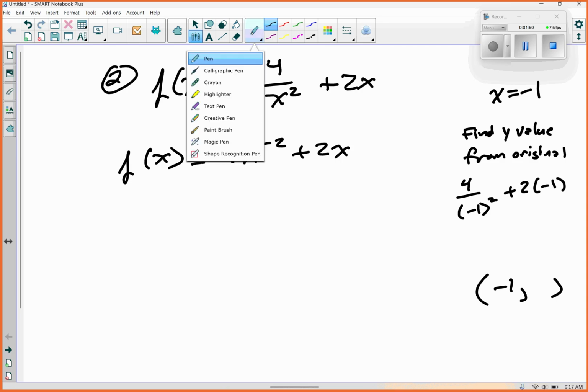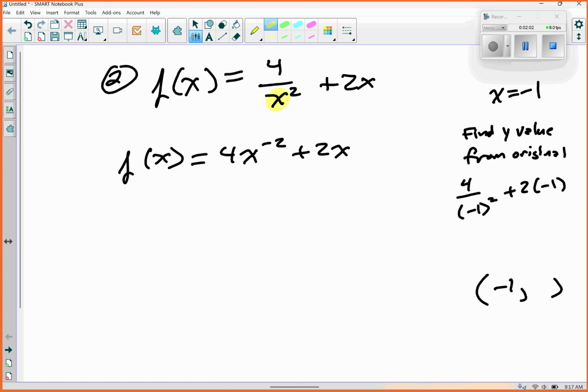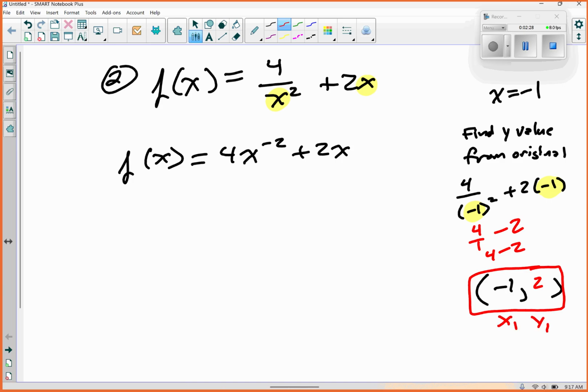Does everyone feel comfortable that this and this are now this and this? Does that make sense? I'll take silence as a yes, I hope. If you do the math, on bottom you're going to get 4 over 1 minus 2, which is 4 minus 2, so we get this right here. This is the point of tangency, where this will be x1, this will be y1. You plug the x value into the original, and that finds you the y value of the point of tangency. Then you want to find the derivative.